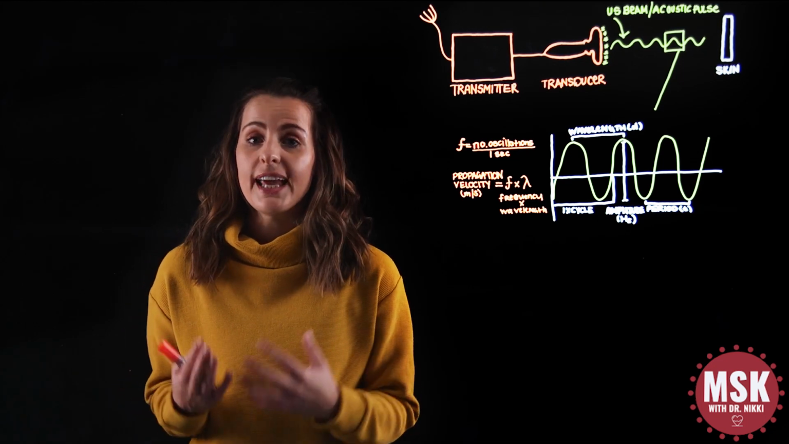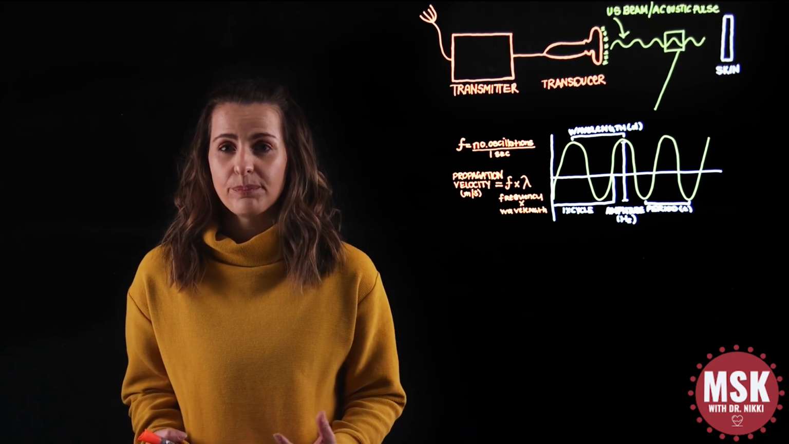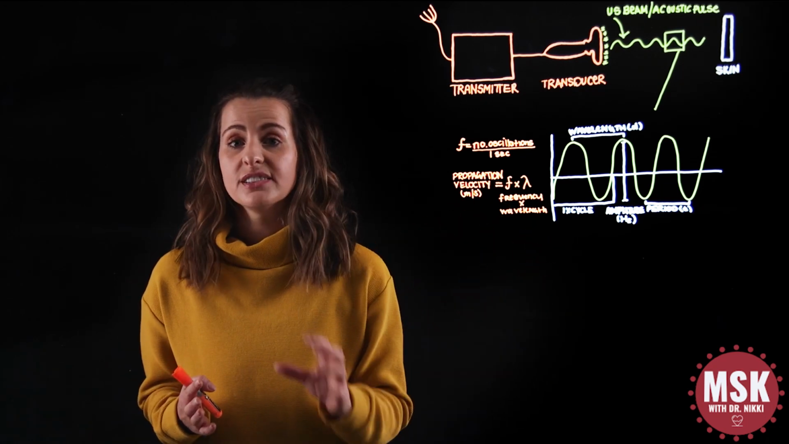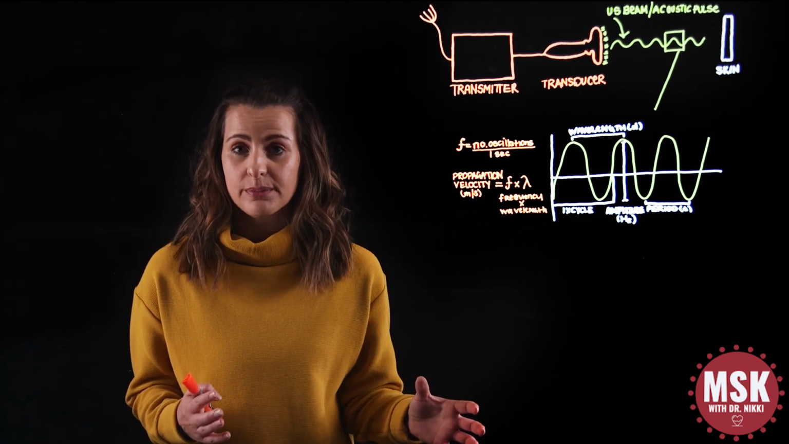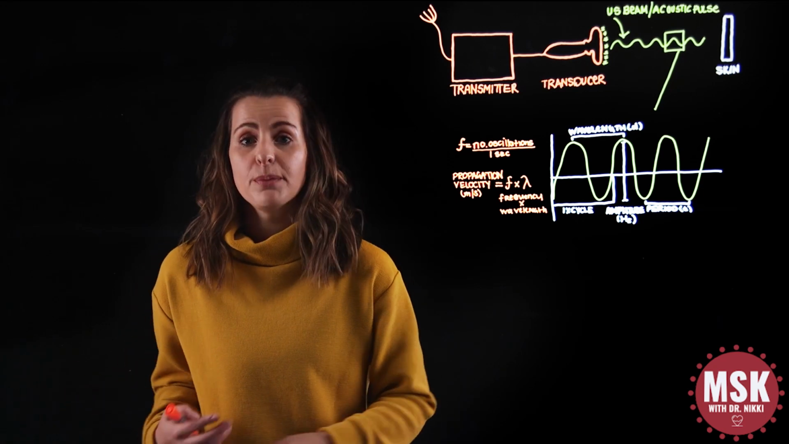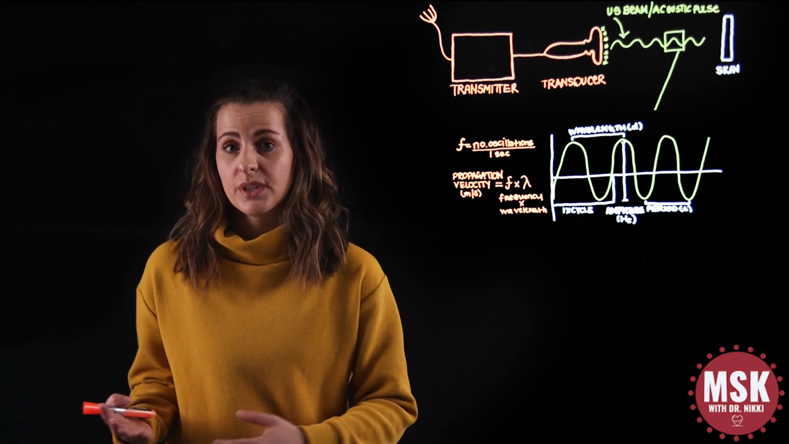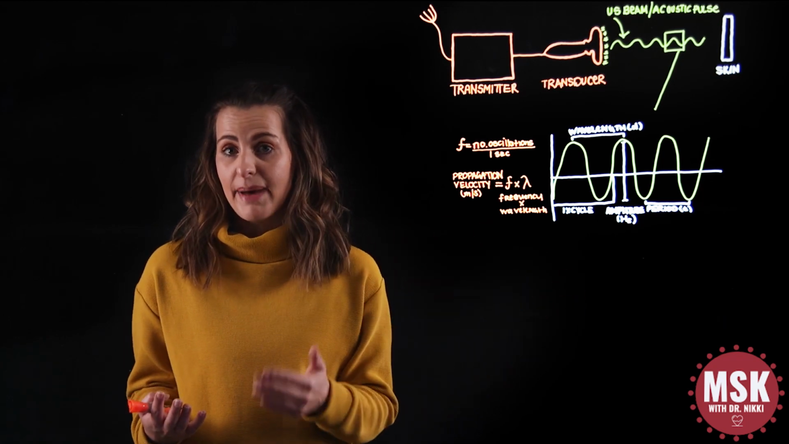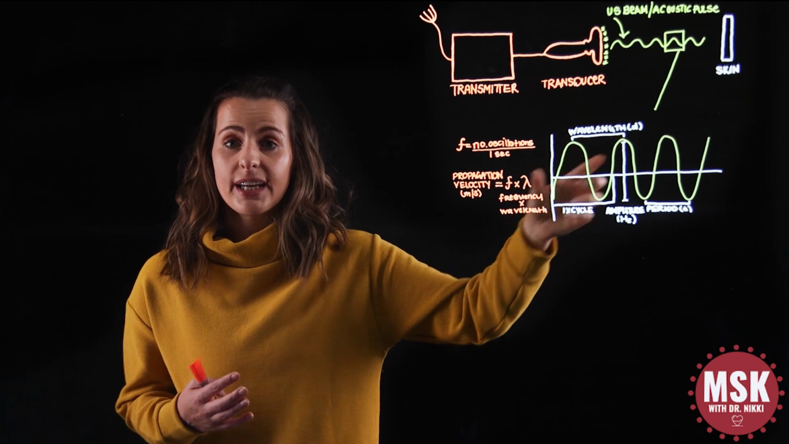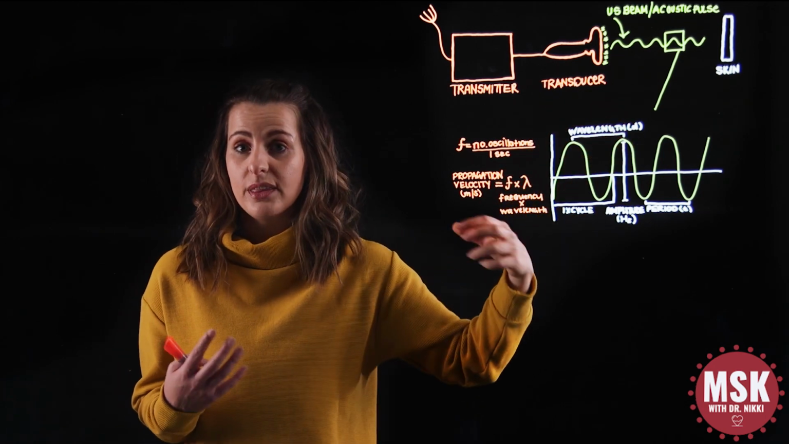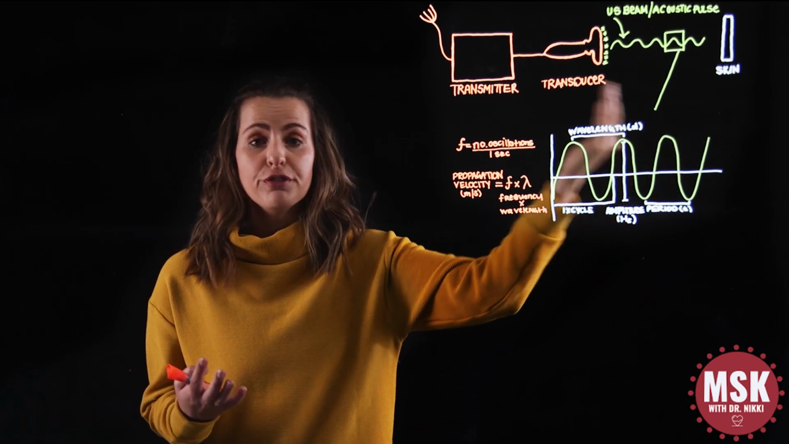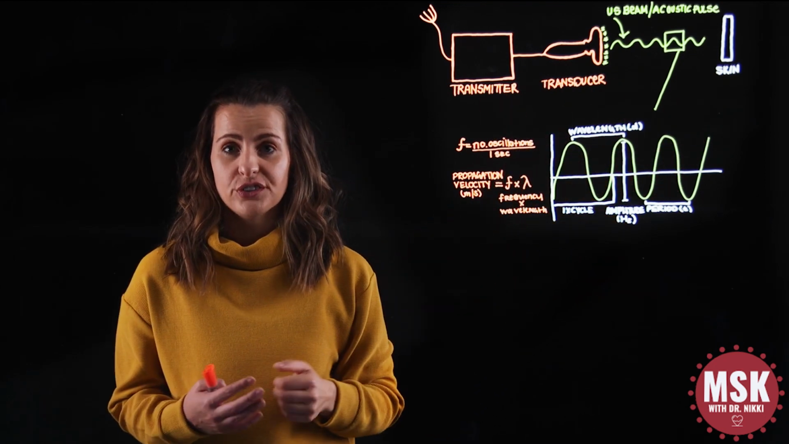When the wave then interacts with the tissues of the body, a couple of things can happen. Firstly, the wave can pass directly through a structure. Secondly, it might be absorbed by that structure. It might become scattered, or it can be reflected back. If we're considering our pulse interacting with the skin, parts of that beam are going to reflect back towards the transducer.